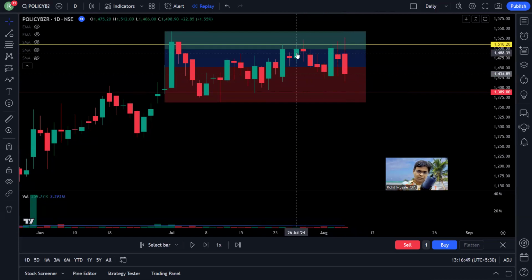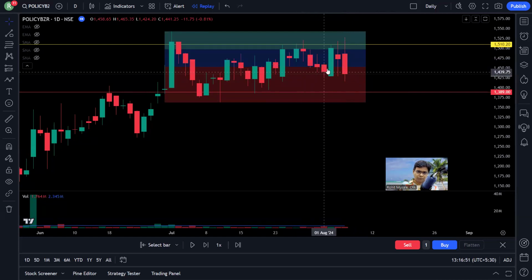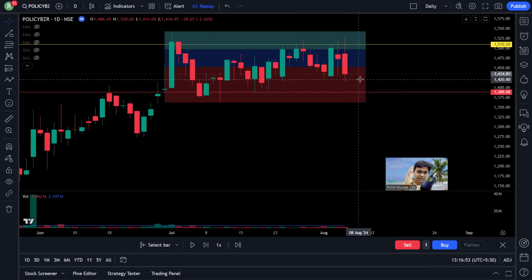Look, I bought here and 1, 2, 3, 4, 5, 6, 7. 7 days I'm holding on to the stock, and the stock has still not closed above my yellow line, which is my buy price. That is not what we expect.